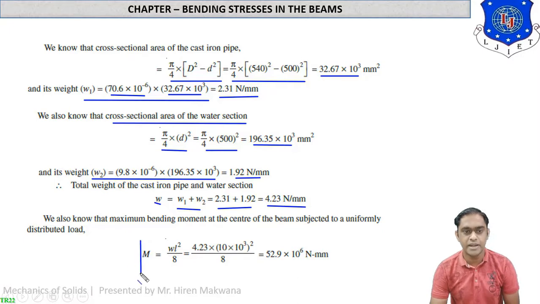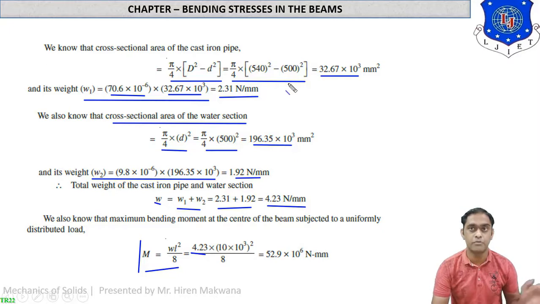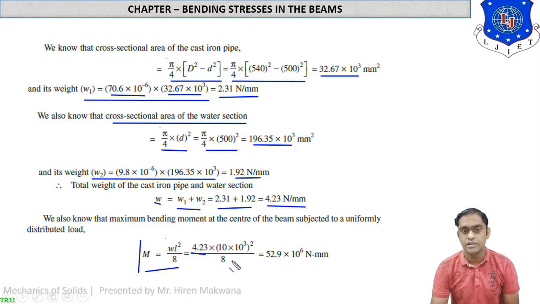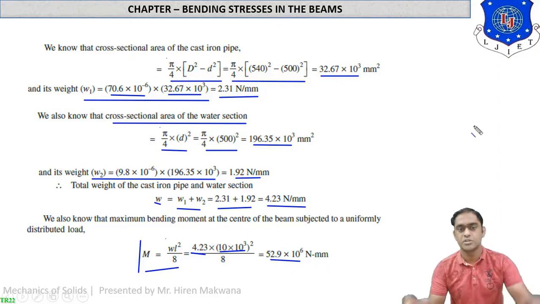We also know that bending moment is equal to WL² by 8 for the UDL. So the total W is equal to 4.23 Newton per mm, as we have calculated with the help of weight. Now length is given as 10 meter, so (10 × 10³)² upon 8. So 52.9 × 10⁶ Newton mm. So this is the bending moment.